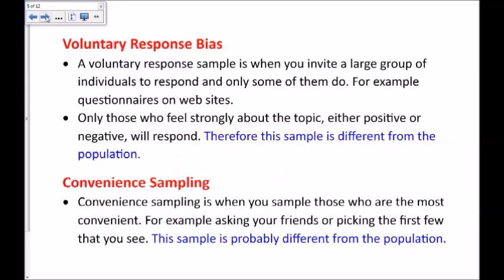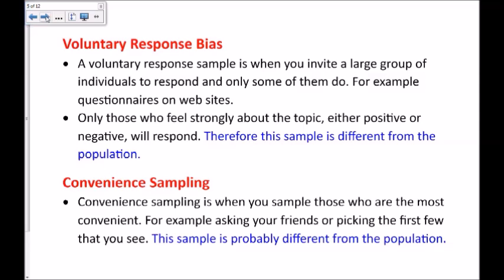So, a voluntary response bias is when you invite a large group of individuals to respond and only some of them choose to respond. Okay? For example, you'll see some questionnaires on websites, or sometimes, I guess back in the day, they used to mail out surveys and people would return those. Only those who feel strongly about the topic, either positive or negative, will respond. And therefore, the sample is fundamentally different from the population.